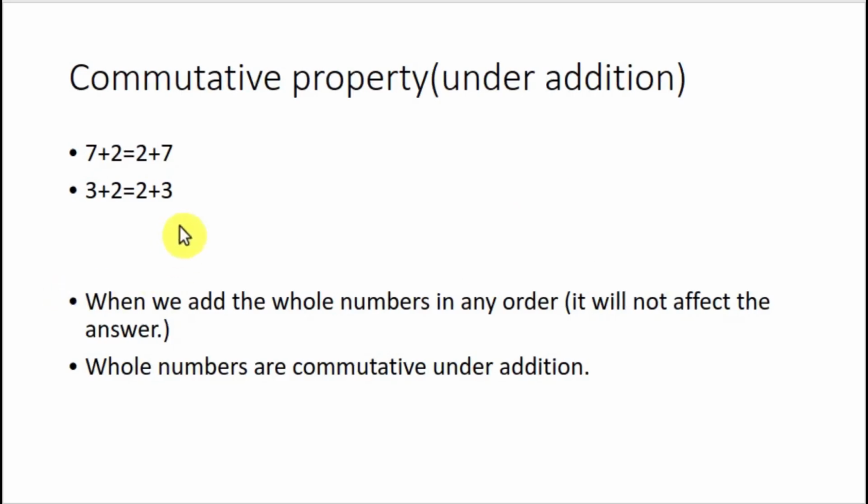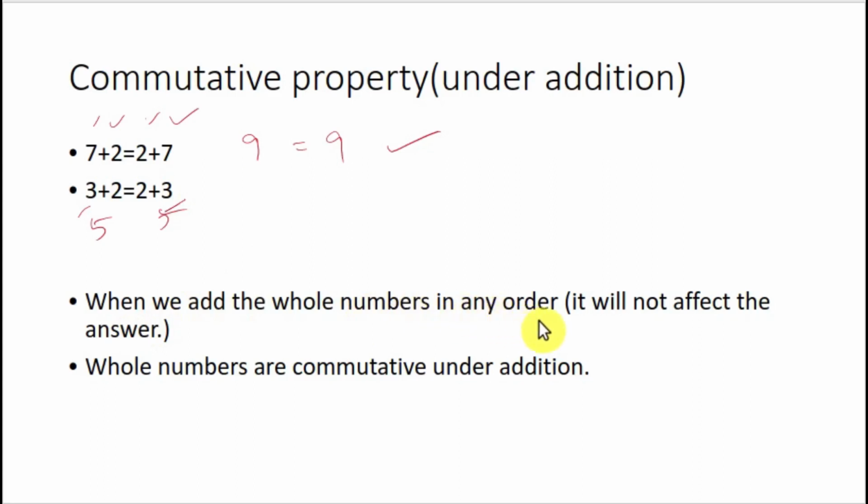Okay. Next, coming to commutative property. Commutative property under addition. When we add whole numbers in any order, for example 7 plus 2, I am changing the order, 2 plus 7. 7 plus 2 is 9. So 2 plus 7 is also 9. Same. 3 plus 2, 5. I am changing the order, 2 plus 3, 5. So it will not affect the answer. 5, 5.